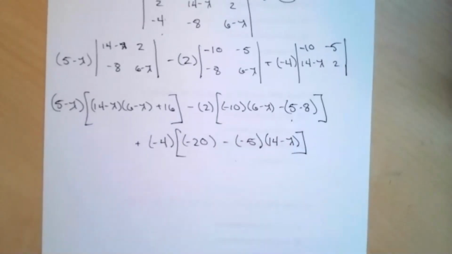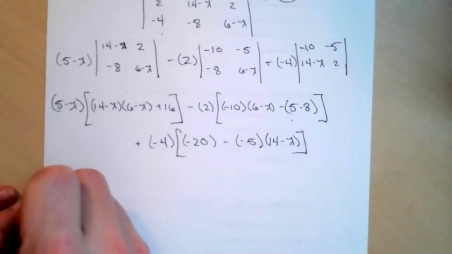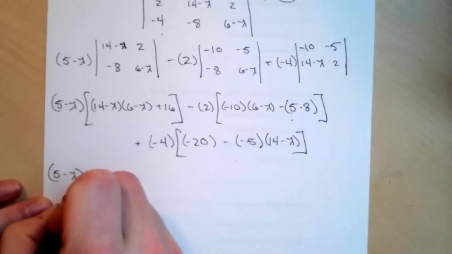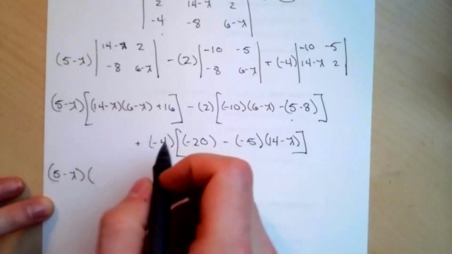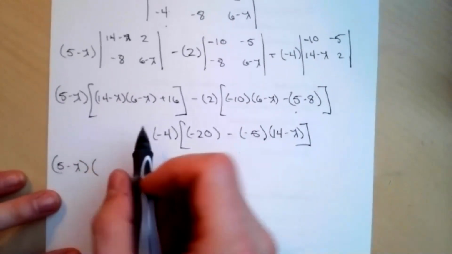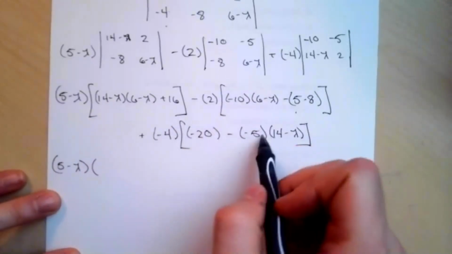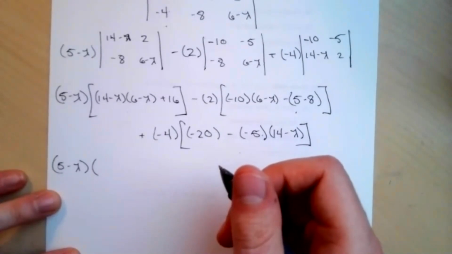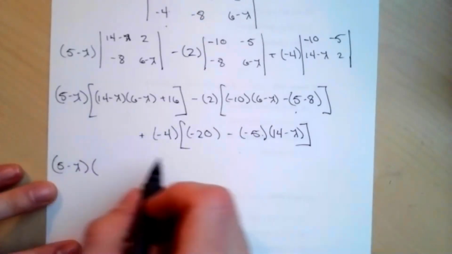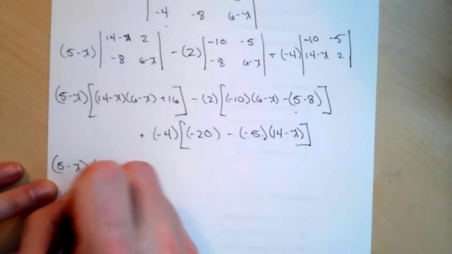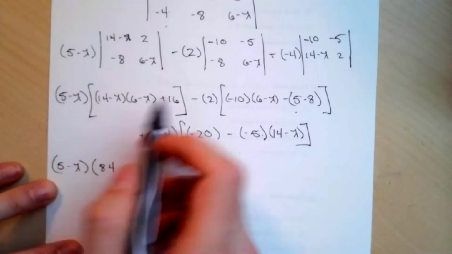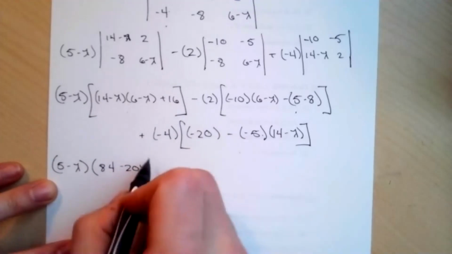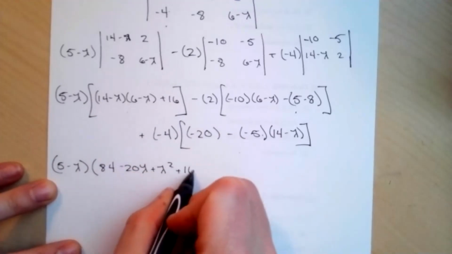Let's simplify inside each of the brackets first and then multiply things out. So in the first one, 5 minus lambda, do we want to keep that as it is for now? Nah, let's just start expanding things. Unfortunately, because we have lambdas and powers of lambda in each of these, we're going to have to multiply everything out. All right, 6 times 14 is 84. Minus 14 and minus 6, so minus 20 lambda. And then plus lambda squared plus 16.